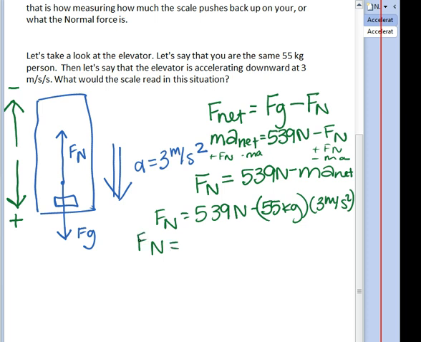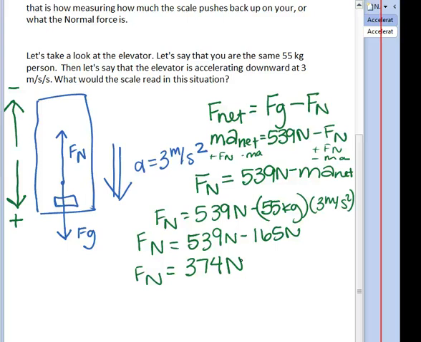My normal force now is going to be 539 minus 165 newtons, or only 374 newtons. You feel a lot lighter when you're going down in an elevator because you are removing some of that normal force. The floor is no longer pushing up quite as much on you because you are accelerating downward.